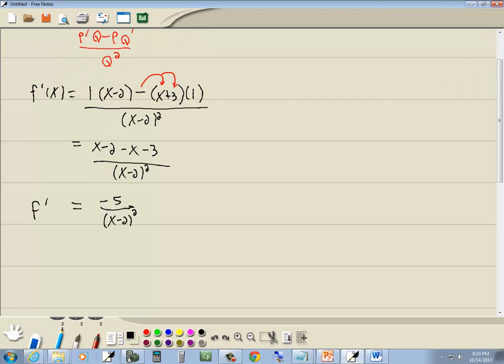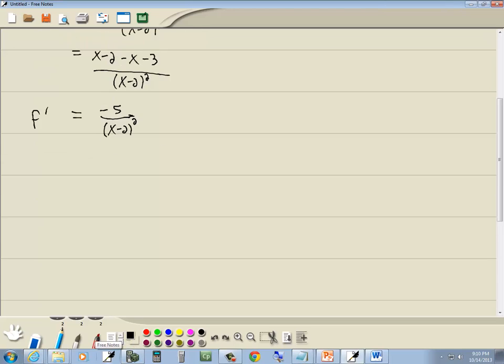Well, we need to find our second derivative. There are different ways you could do this. You could do the quotient rule again, or you could take that x minus 2 squared and move it up on top with the negative 5, and it becomes x minus 2 to the negative 2.